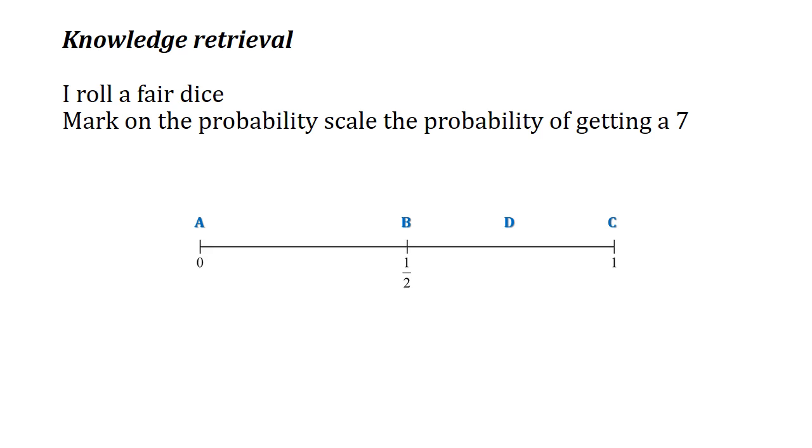Next one. Right, a fair dice contains the numbers 1 through to 6. Mark on the probability scale the probability of getting a 7. 7 is impossible. There is no 7 on a fair ordinary dice. So A was the correct answer. Next one.